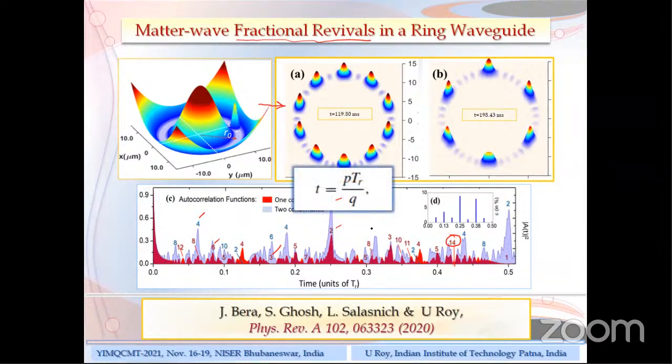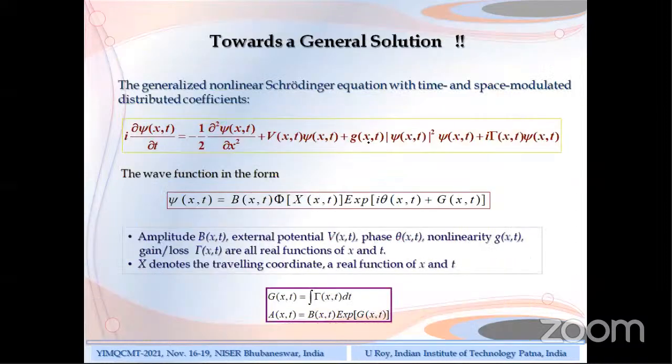Yeah, so this is the revival time which we address, and then a fraction of it, P by Q, will give you any time where you can decide how many parts it will be split into. Now, how to approach the general solution of the system? So how to observe the dynamics in general.